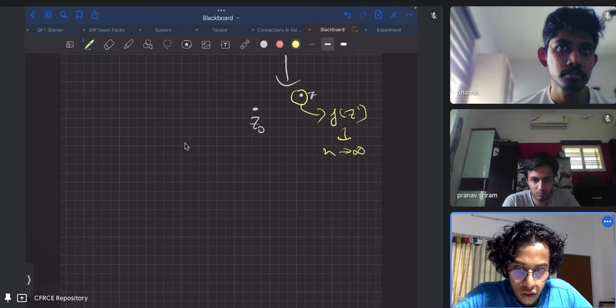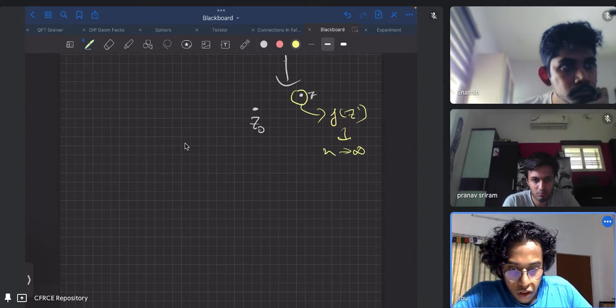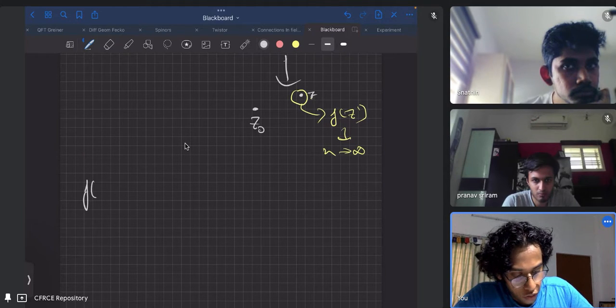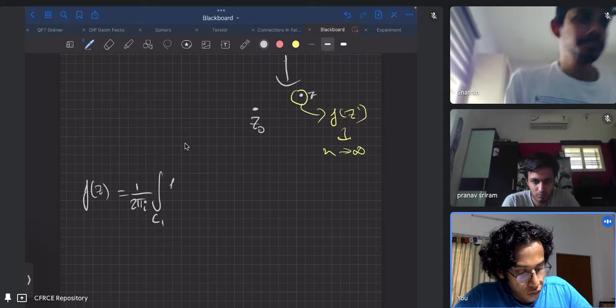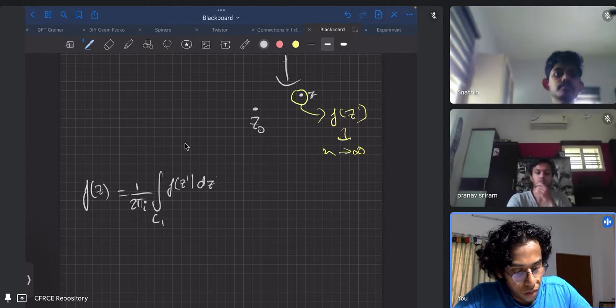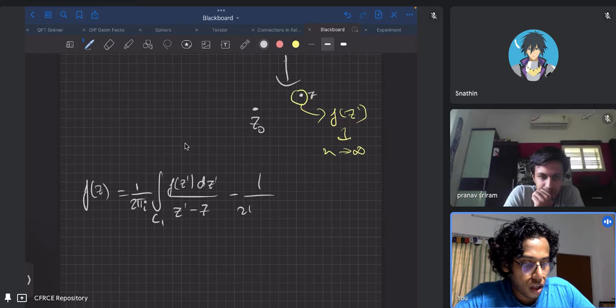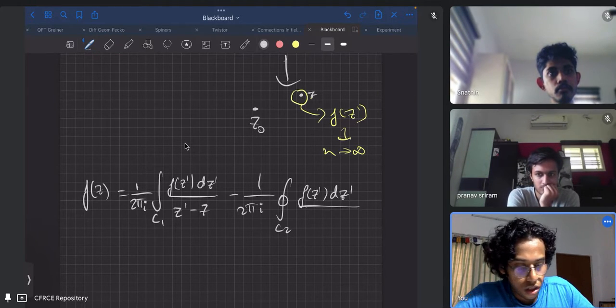So you have, your f of, sorry, let me just do this. f of z is equal to 1 by 2 pi i integral of contour 1, where f of z prime dz prime by z prime minus z, minus 1 by 2 pi i integral of C2 of f of z prime dz prime by z prime minus z, plus and then so on.